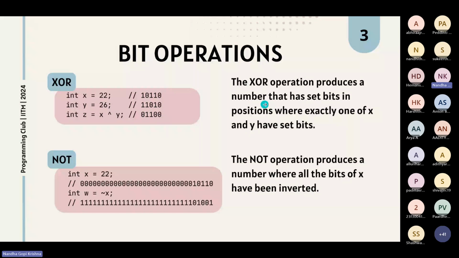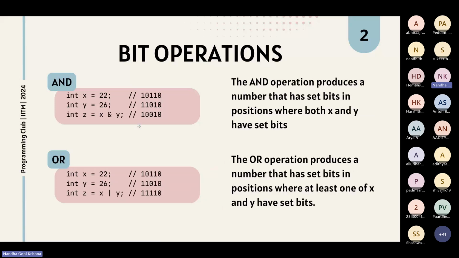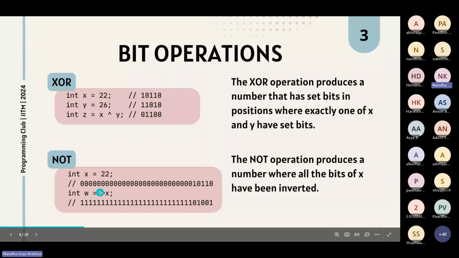Moving on to the NOT operation. As the name implies, it simply inverts all the bits. So if the particular bit is 0 in the input, then it is 1 in the output. If it is 1 in the input, then it is 0 in the output. The NOT operation is a unary operation. AND, OR, and XOR are binary since they require two inputs, whereas NOT only requires one input. As you can see over here, it just says NOT of X. We don't have any other variable.